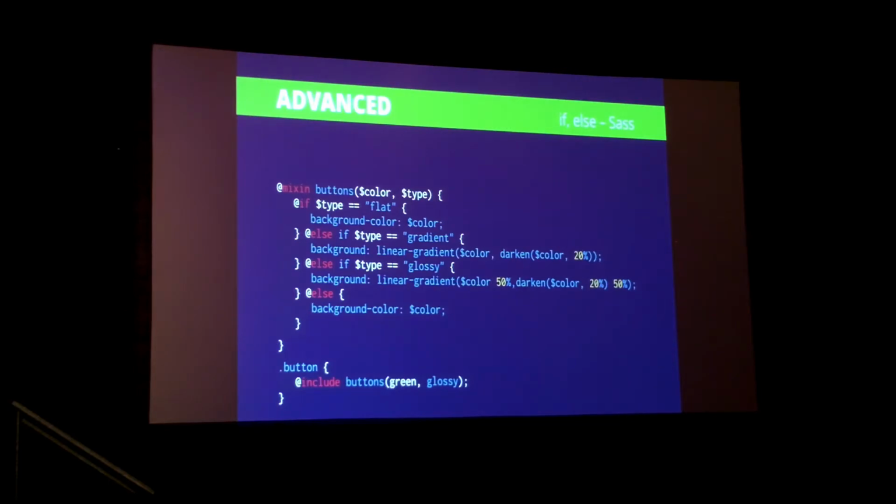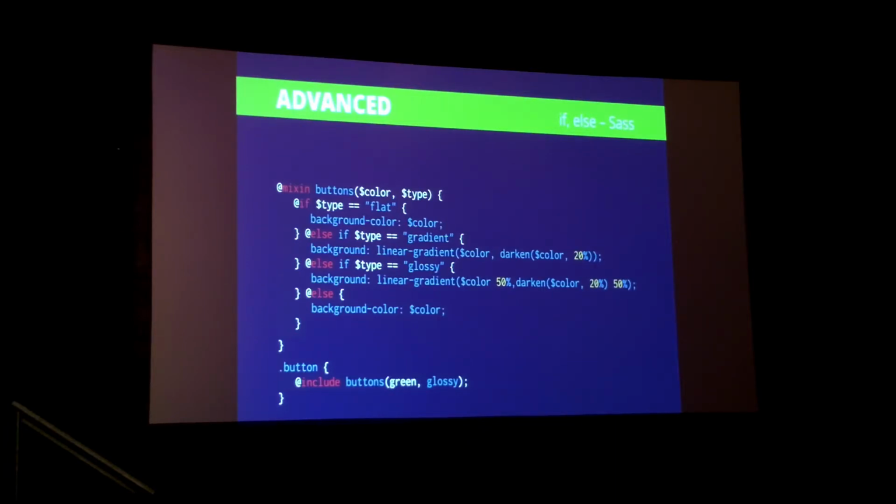So this is an example, creating a slightly more complex mixin and dumping in a little bit of logic. We're going to create a mixin that will create some buttons for us. We're going to define 3 types of buttons. We basically want to create a mixin that'll create a button that's flat, because that's the cool thing to do.